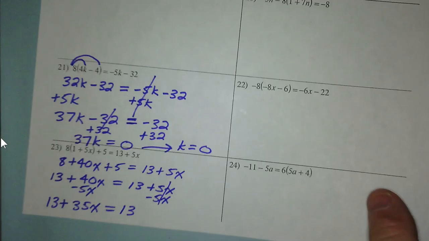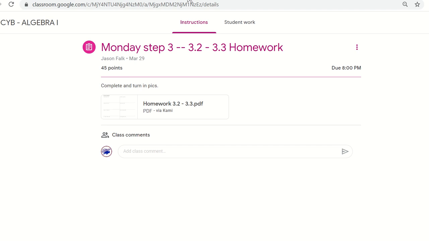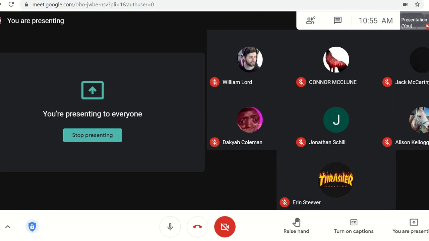Does anyone have any fairly specific questions about anything else on this 3.2 to 3.3 homework? Anybody? Aaron's here. Elison's here. Jack, Jonathan, Dakaya. Is everyone good on the 3.2 to 3.3 homework?